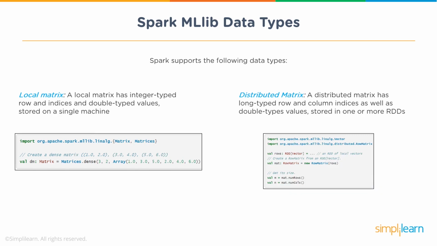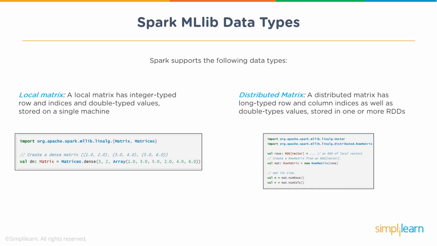You also have the local matrix, which has integer-typed row and column indices. When we create a dense matrix, we give in these values where we intend to create an integer-typed row and column matrix. MLlib supports dense matrices whose entry values are stored in a single double array in column order, and sparse matrices whose non-zero entries are stored in compressed sparse column format. So we import the packages and create a dense matrix with Matrices.dense, passing in the dimensions and an array which gives the values for this matrix.